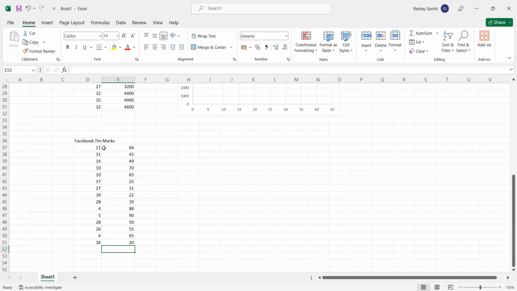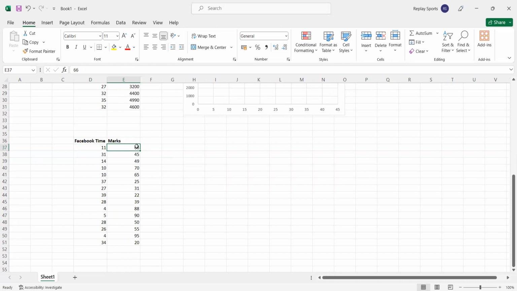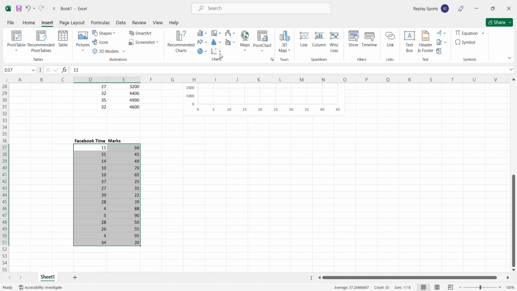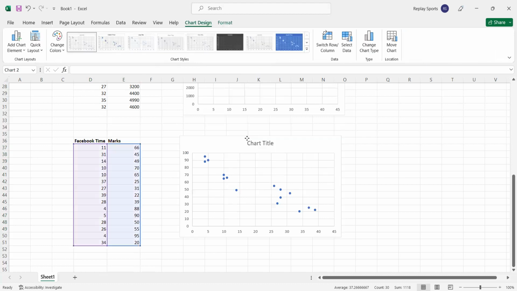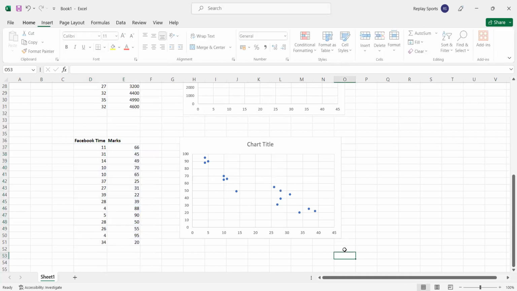Okay, so let's take another example. Here we have number of hours you spend on Facebook. This is also numerical, and marks that you get. This is also numerical. Now, if I draw this chart, and you know how to draw a chart, right? So, temperature and time spent on Facebook and then marks. Correct. So on the x-axis, you put one of the metrics.